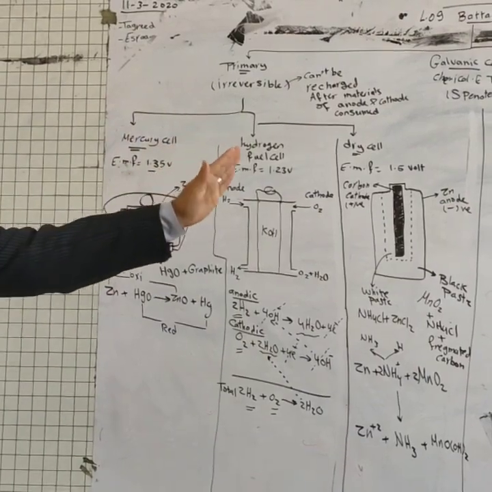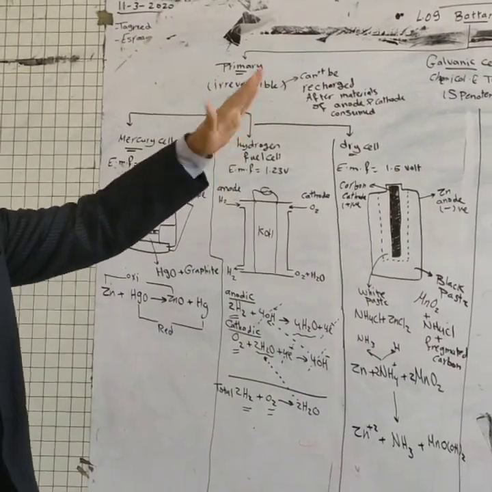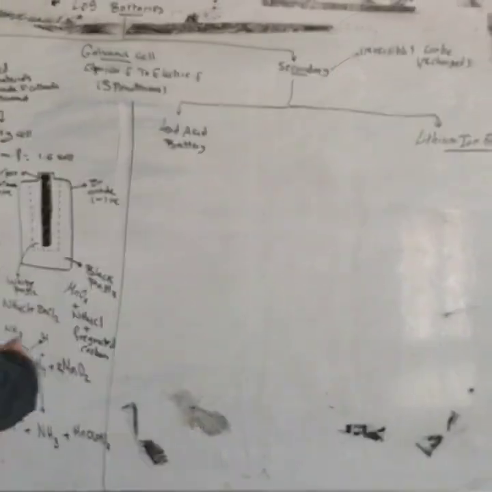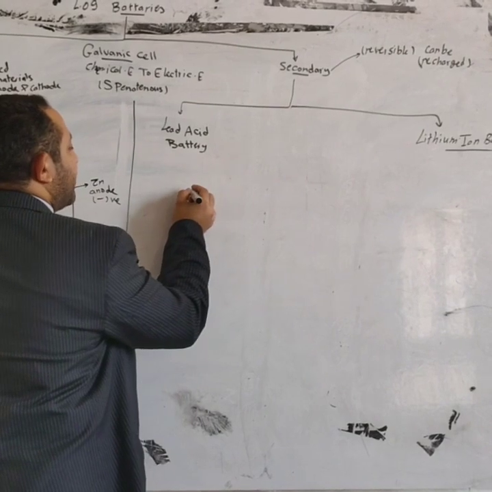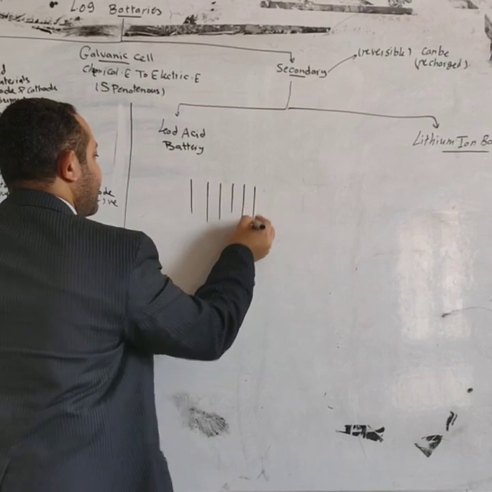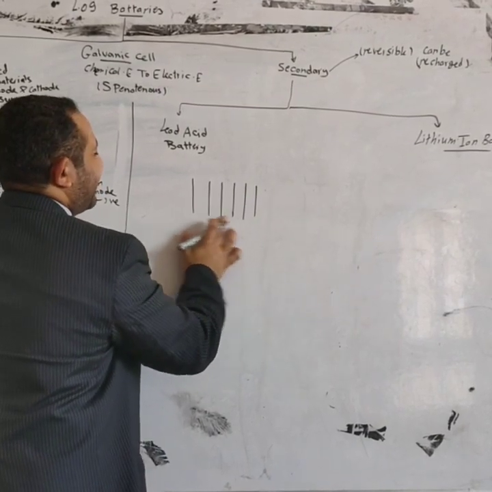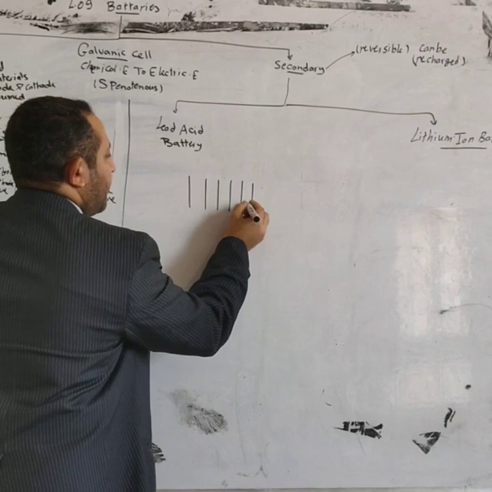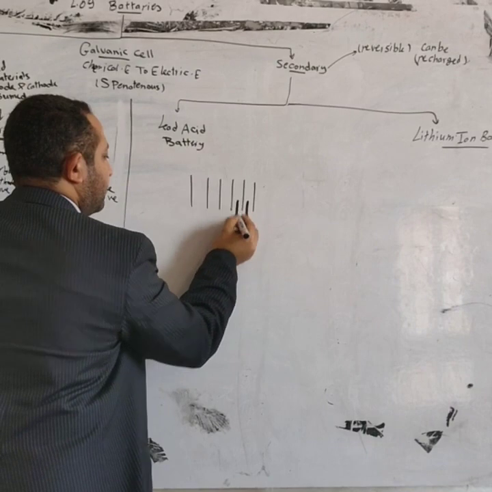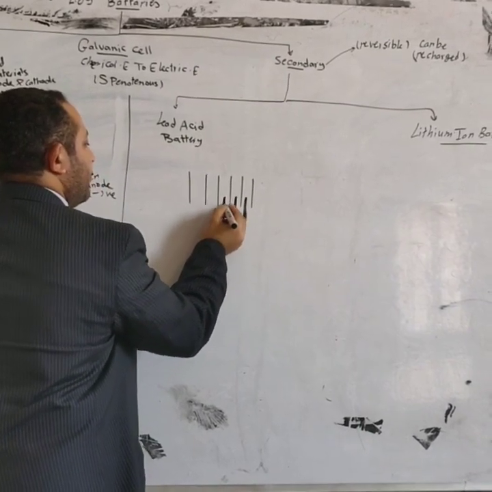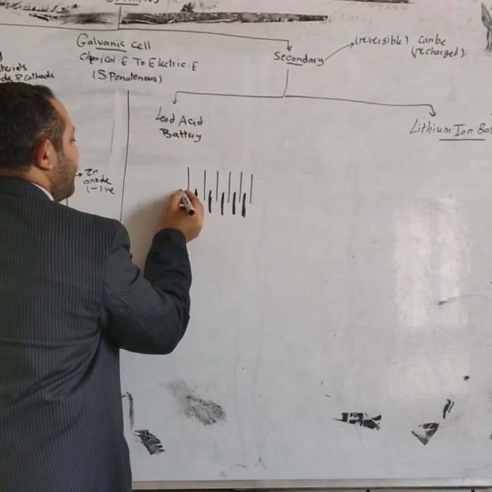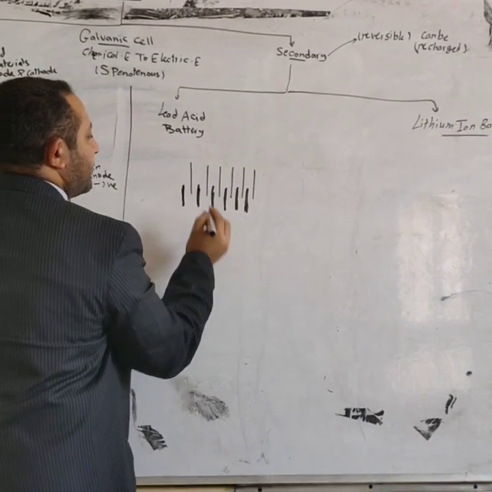Now we are going to talk about the secondary cells, the cells that can be recharged again. So we'll start firstly with the lead acid battery. Lead acid batteries consist of partitions: 1, 2, 3, 4, 5, 6. Six sheets, and both 1, 2, 3, 4, 5, and 6.